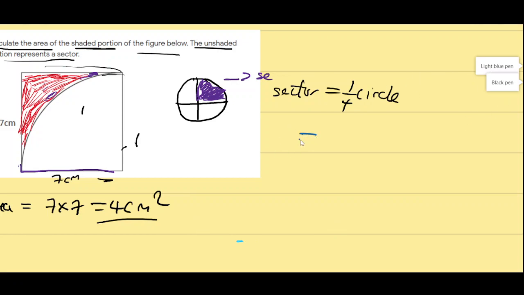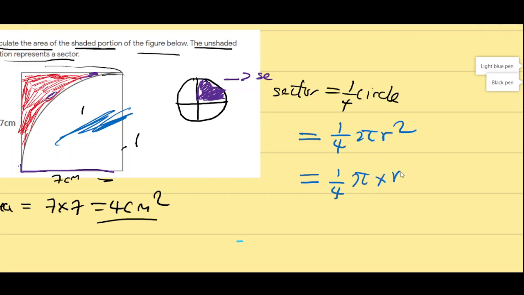So this is 1/4. This is equals to 1/4 of pi r squared, because pi r squared is the area of a circle. So the quadrant, this sector here, is 1/4 of the area of the circle. So we can do this as 1/4 times pi times r squared. So this is 1/4 times 22/7, they always give us pi as that. r squared, the radius of the circle. So this is the radius. The radius of the circle is equal to 7. So this is 7 squared.